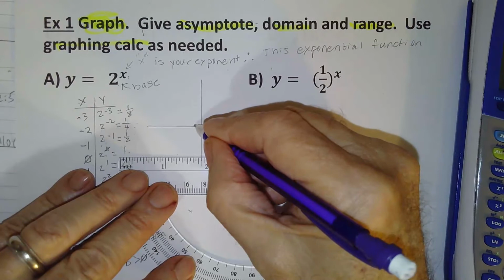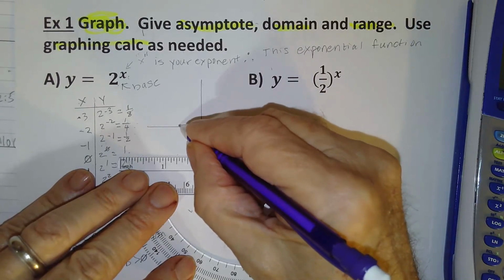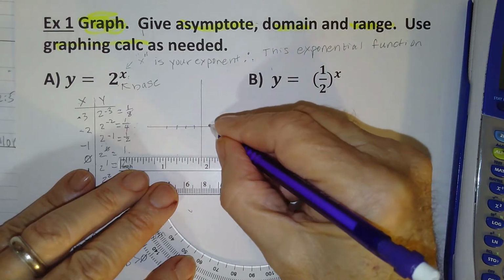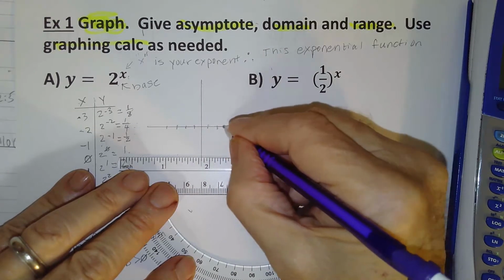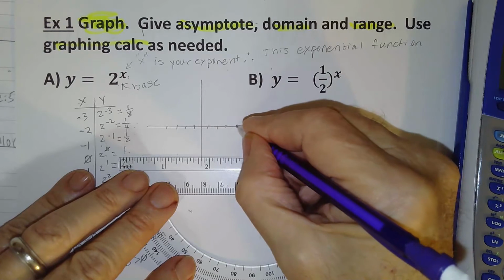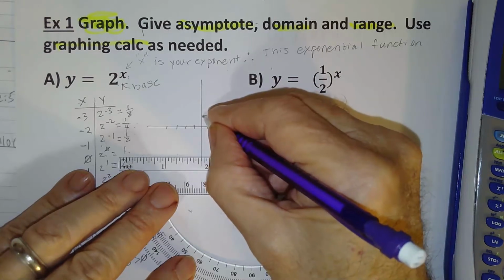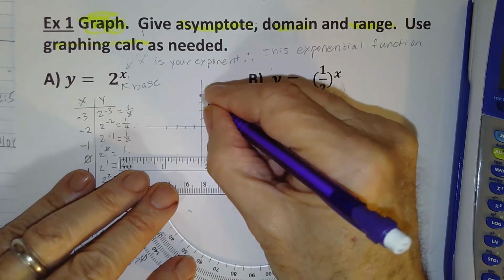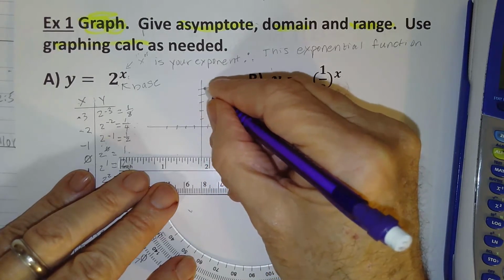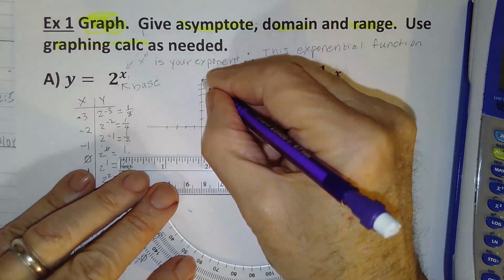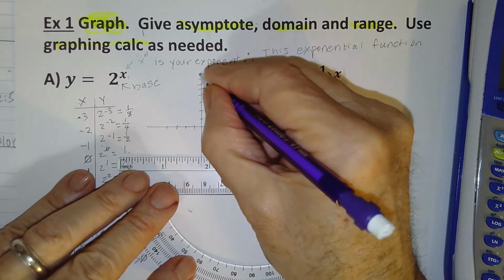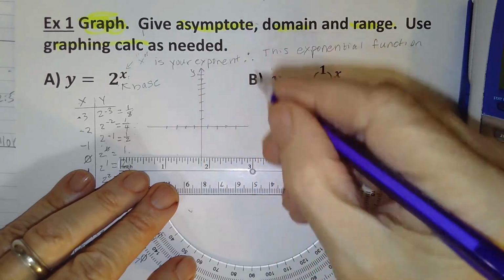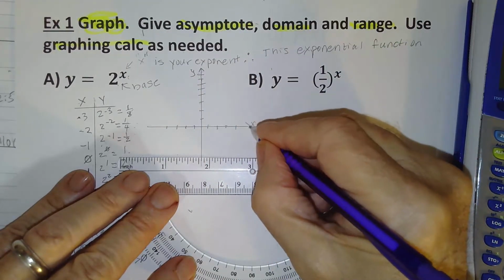Okay, so we've got 1, 2, 3, 4. 1, 2, 3, 4. And we'll do, let's see, 1, 2, 3, 4, 5, 6, 7, 8. That's my y. This is my x.